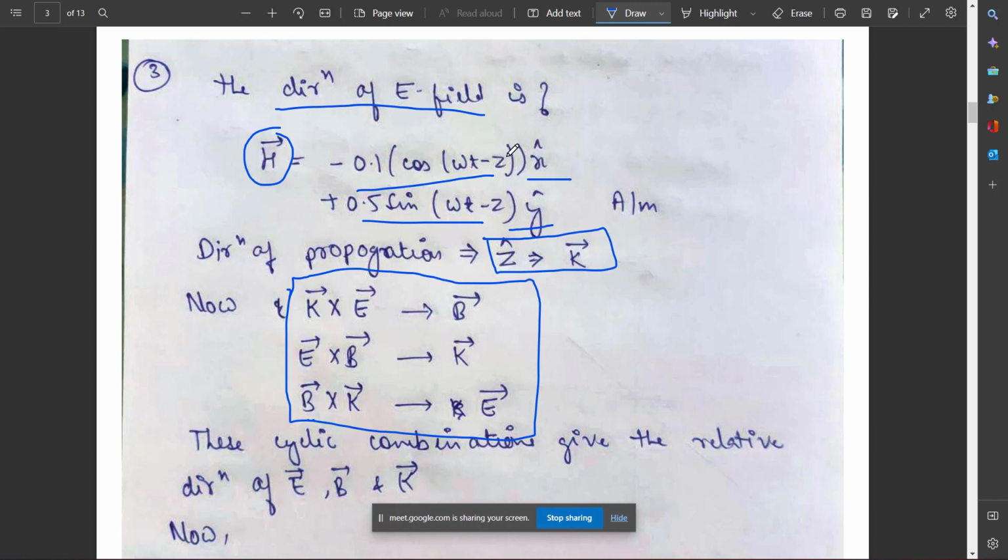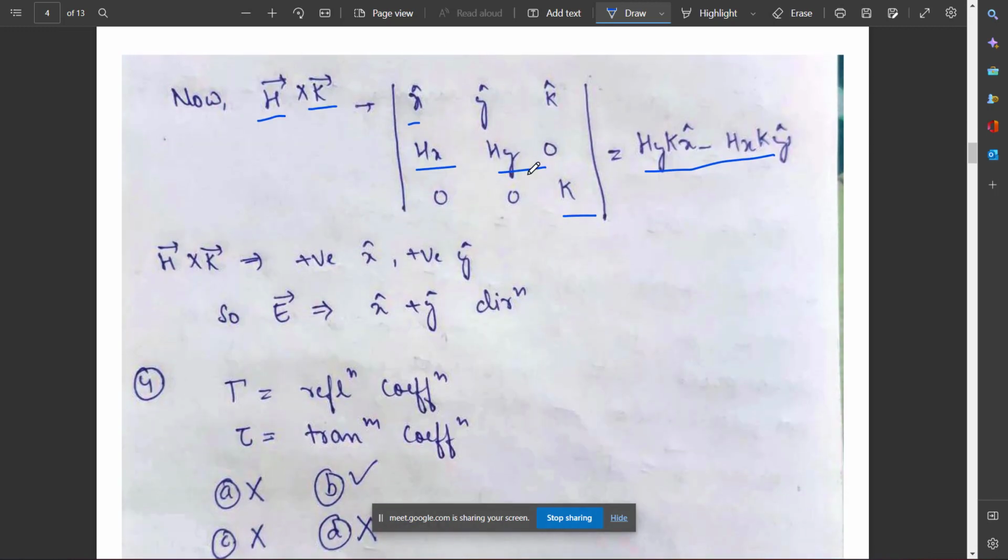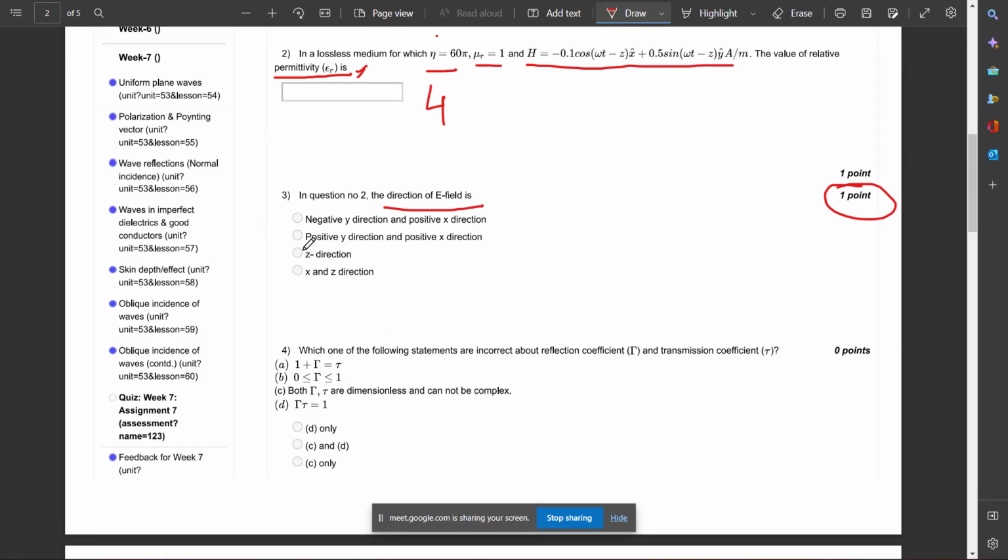Since here you can see cos omega t minus z, sin omega t minus z in x and y direction. So you will put that k cap, and we do the cross product, and we found out that it has a positive coefficient for x cap and a positive coefficient for y cap. So our electric field will be in both x and y cap direction. So here it will be option B. Okay, so electric field will be in positive y and positive x direction.